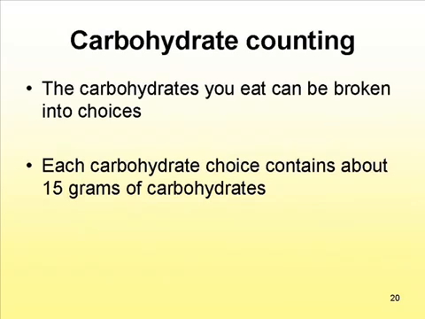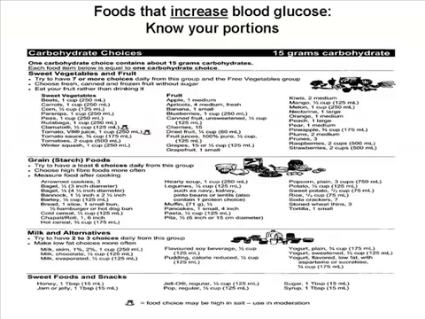And then carbohydrate counting. Carbohydrate counting is really important, and the carbohydrate you eat can be broken into choices, and a choice is like a portion. Each carbohydrate choice contains about 15 grams of carbohydrates. And foods that increase your blood glucose, if we go back, you can see this slide, we saw it previously, but here we're looking at it focusing on the portion size. One carbohydrate choice contains about 15 grams of carbohydrates.